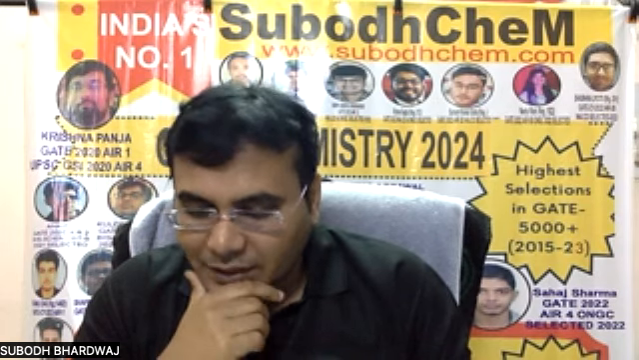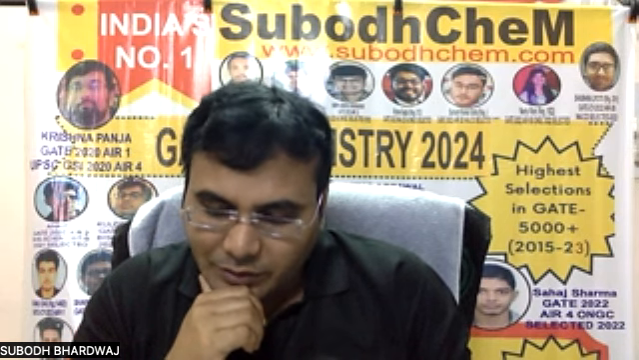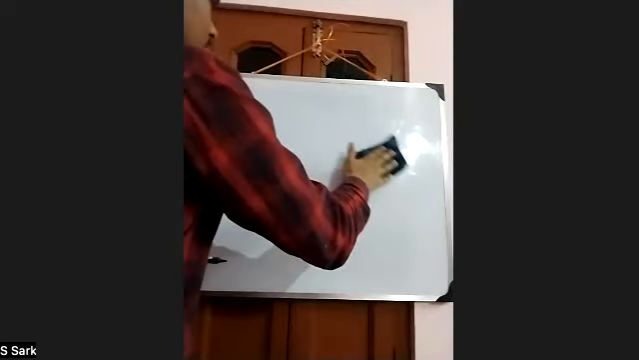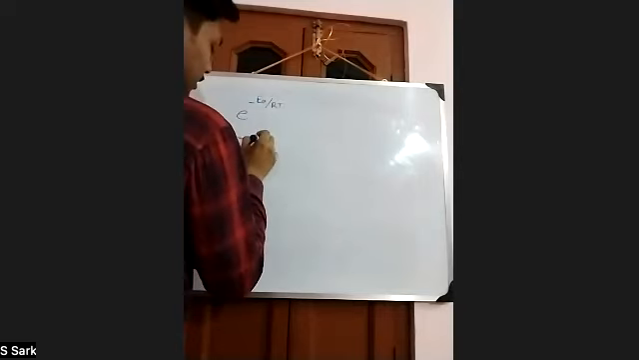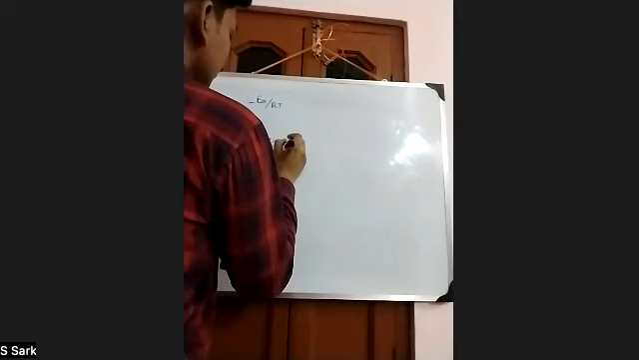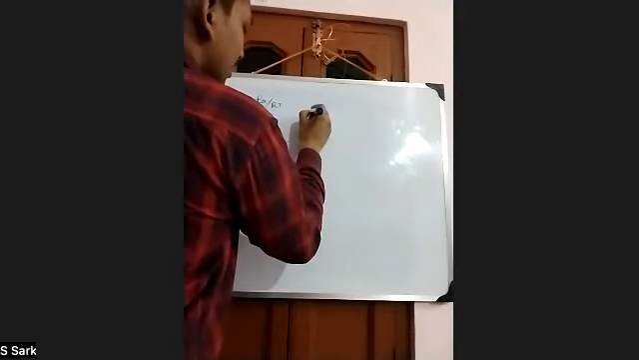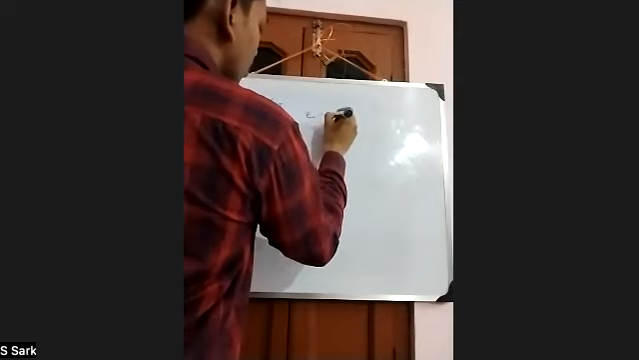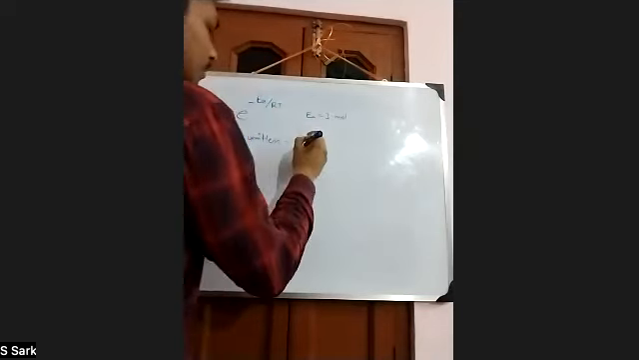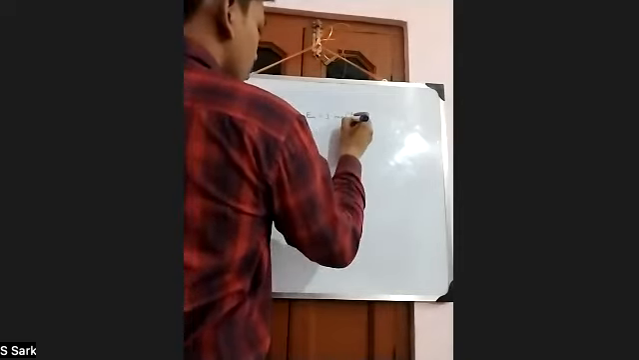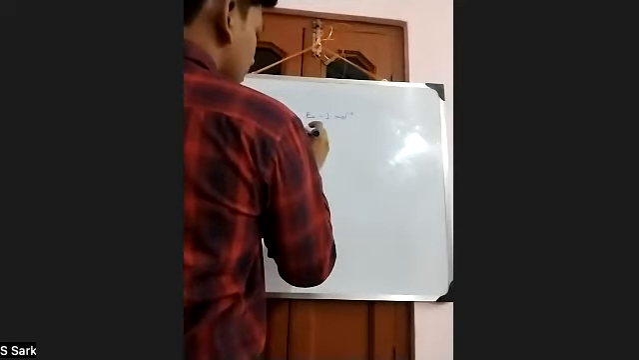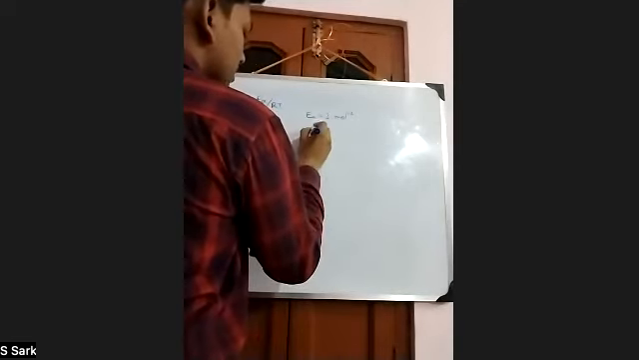What is the unit of the Arrhenius equation exponential factor? The e to the power minus EA by RT part of the Arrhenius equation is basically unitless, because the unit of EA is joule per mole, the unit of R is joule per mole per Kelvin, and the unit of T is Kelvin.